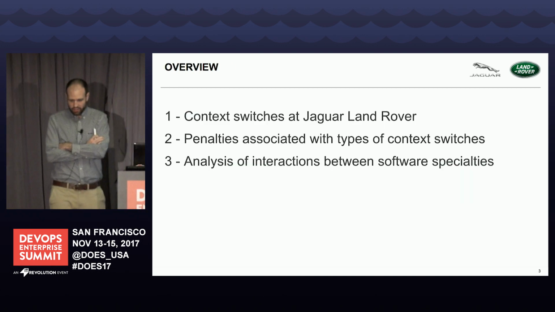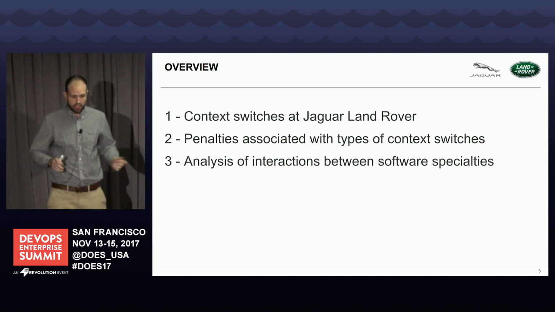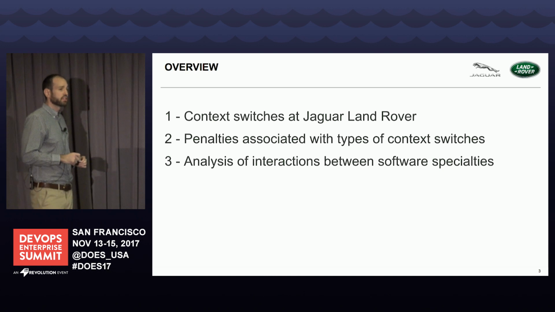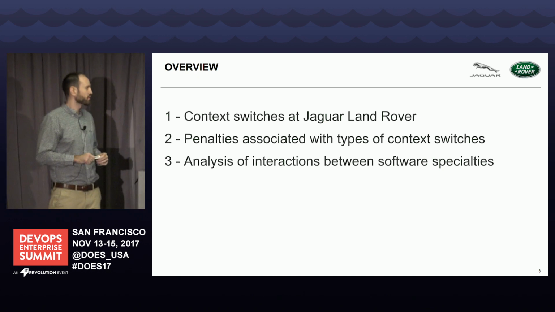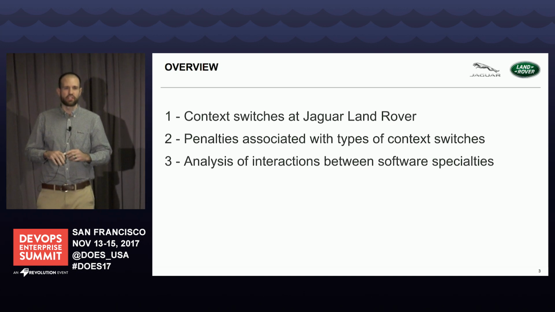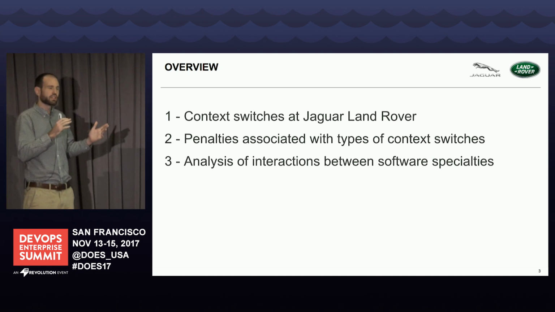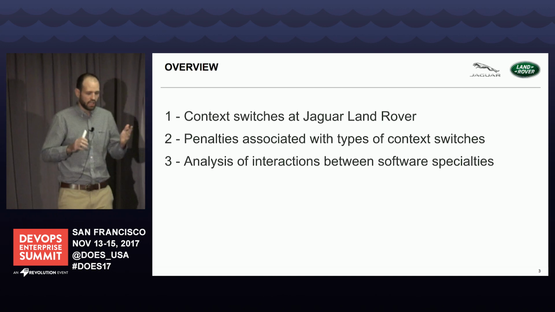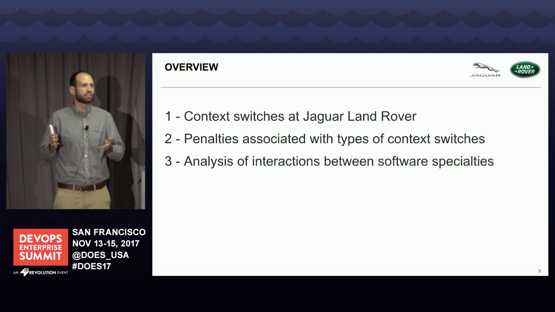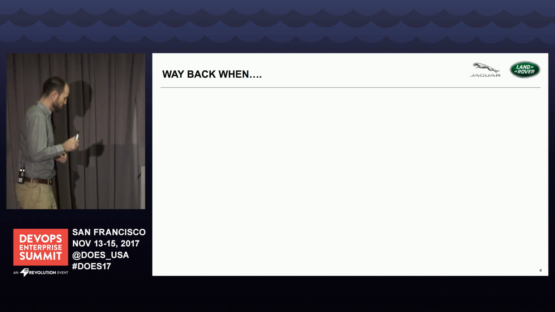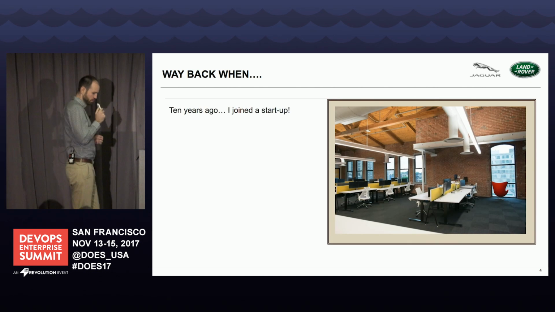There are a couple of things that I want to talk about, specifically context switching in infotainment and at Jaguar Land Rover, some penalties that are associated with the different types of context switches, and I've got an analysis of the interactions of the software activities between software specialties. Now, I know that's a mouthful, but what I like to do is analyze why our throughput maybe isn't where it needs to be. Before we do that, I joined a software startup about 10 years ago.